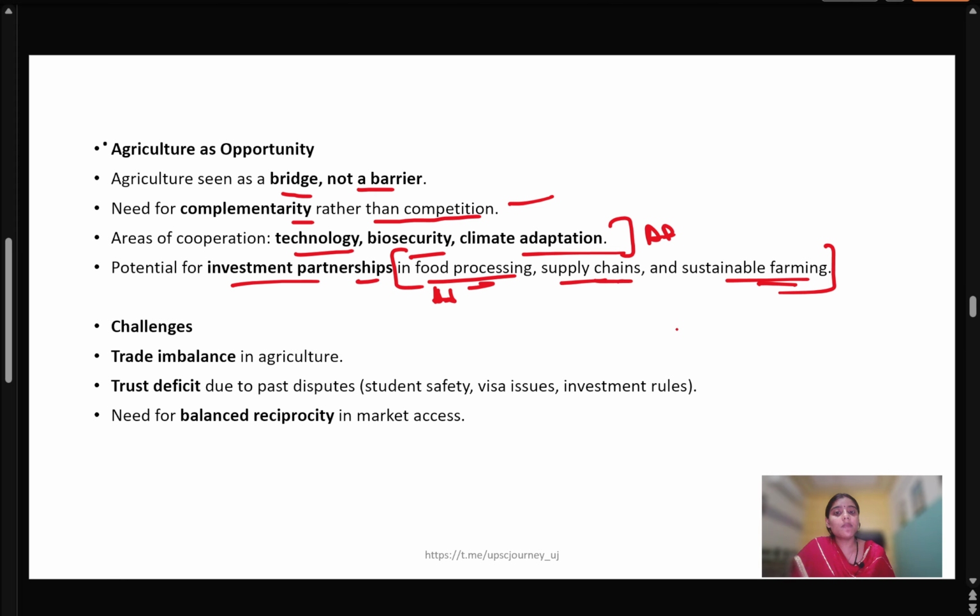First is trade balance in agriculture, because we are always in a trade imbalance in agriculture. Then there is a trust deficit due to past disputes like student safety, visa issues, and investment rules. Because of some past conflicts, there is some hesitation between both countries, and a need for balanced reciprocity in market access.